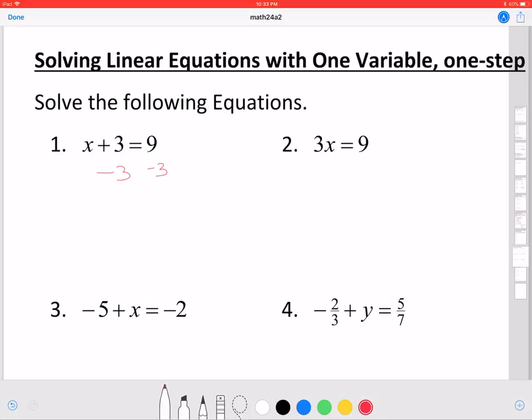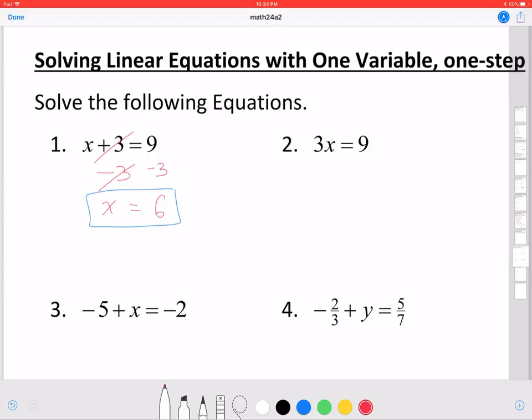So plus 3 and negative 3 cancel each other out. So we have x by itself, and that's what we want. And all we've got to do is 9 minus 3, which is 6. And that's it. We are done. We isolate the variable, so we say x is equal to 6.